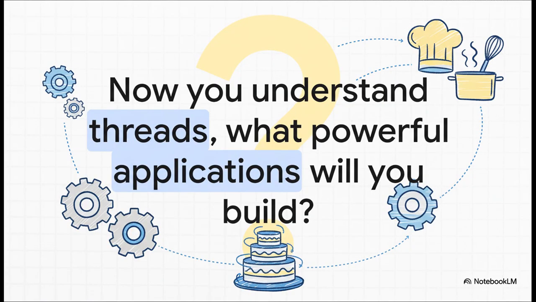So we've seen how Java's multi-threading can turn a potentially chaotic kitchen into a fine-tuned machine. It's all about taking one huge, overwhelming job and breaking it down so a team of coordinated specialists can tackle it together. So the question I want to leave you with is this. Now that you know how the kitchen works, what complex, amazing meal are you going to cook up next?